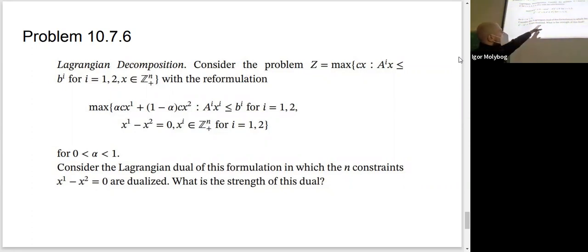We consider the Lagrangian dual of this formulation, in which the n equality constraints are dualized. What is the strength of this dual? Any questions regarding the formulation? What we want to do is just dualize this constraint. That's a long story short.